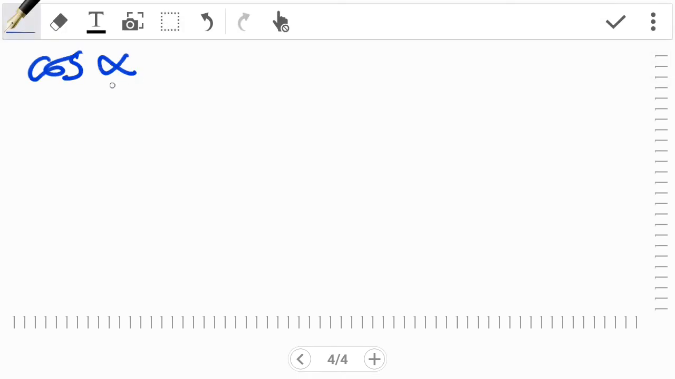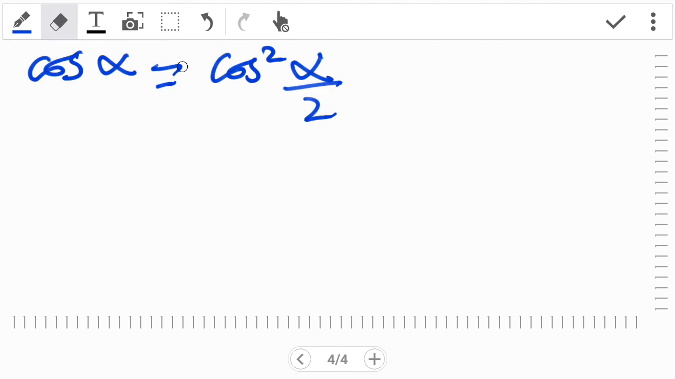Cos of alpha by 2. This is what we have to find. For that, let us first see what is cos of alpha in terms of cos alpha by 2. It is cos square alpha by 2 minus sin square alpha by 2. It is also a standard identity, but it can also be easily proven. If you are interested, you can get a lot of resources on the internet, or you can ask me in the comments.